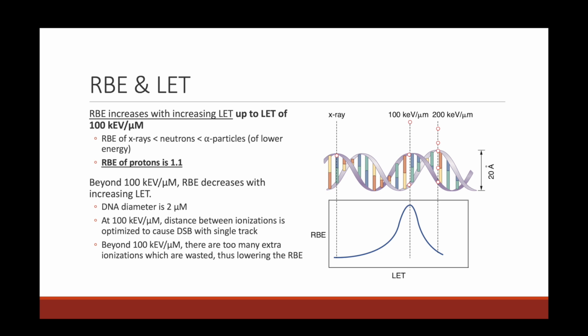Biggest takeaway here, RBE increases with increasing LET up to an LET of 100 keV per micrometer. And so that is why we see increasing RBE for alpha particles more so than neutrons, more so than X-rays, because as long as the LET is less than 100 keV per micrometer, the RBE is going to increase with increasing LET. But then after we exceed that 100 keV per micrometer, we're kind of in that area of diminishing returns where we're causing more ionizations than we need. So more ionizations than the diameter of the DNA. And so we're kind of wasting ionizations, thus leading to that drop in the RBE.